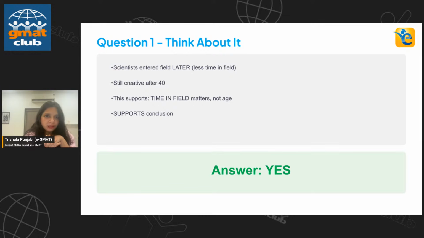Is this clear? Because if scientists enter the field later and they're still creative after 40, this supports the fact that the time in field is what is mattering and not the age. Great. So the answer here is yes. And again, it takes a little bit of practice, but once you get the hang of it, you'll be able to do quite well over here. But I hope it is clear to everyone why it is a yes.